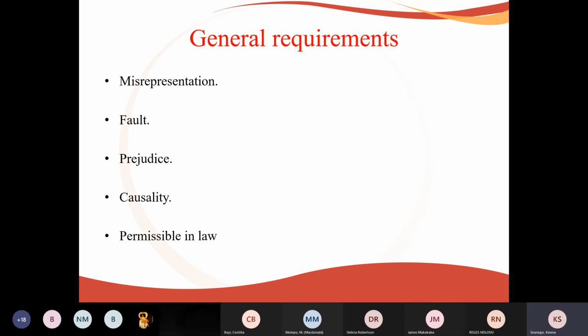Remember, your success is the essence of why we are here. We want you to succeed. We want you to pass these modules. We want you to be capable lawyers of the future. So that's why we decided to have these sessions.